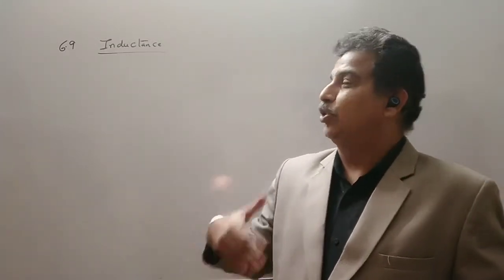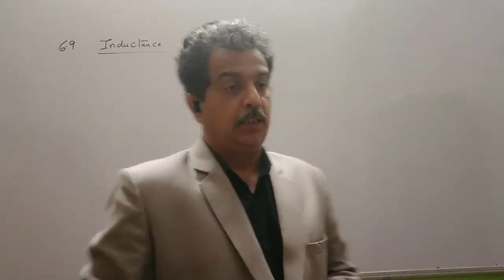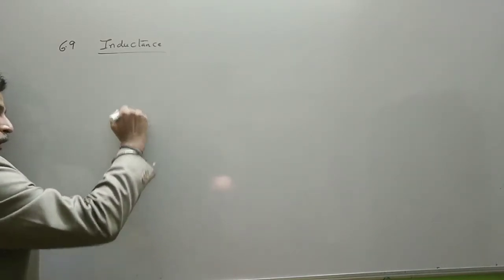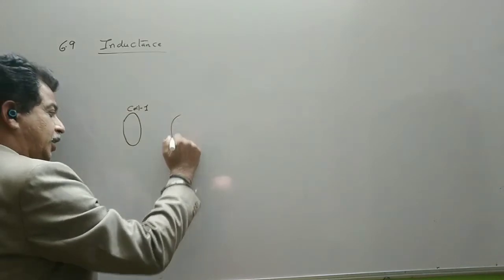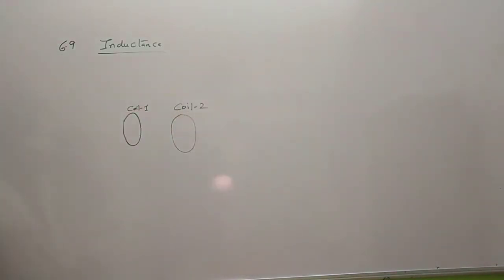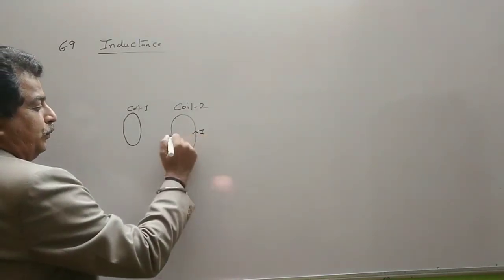Topic 6.9, which is inductance. Now there are two portions related to the inductance. First, suppose I have one coil, say coil 1, and then another coil 2. I set up a current in coil 2. Let the current be I2.